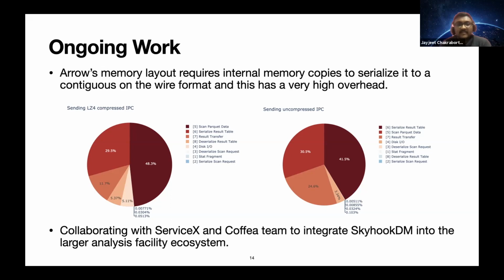I created some pie charts on the breakdown of the life of a query. As you can see, 41.5% of the time goes into serializing the data back into a wire format, which is degrading the performance very much. That is one thing we are trying to fix, collaborating with the Arrow community and also by ourselves. We are also collaborating with the ServiceX and Coffea team to integrate SkyhookDM into the larger analysis facility ecosystem.